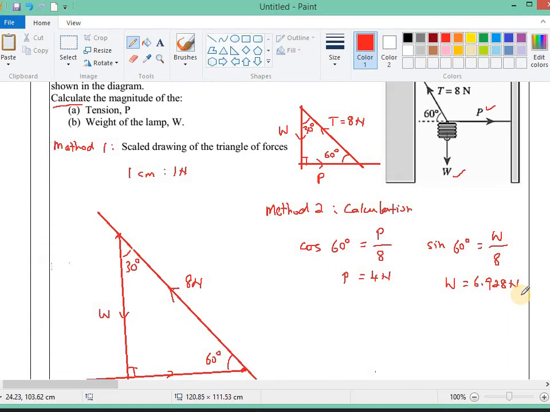But again, I must stress that the calculation is still based on the triangle of forces. That means the first step is you must get the triangle of forces. Then after that, you can draw a scale diagram or you can do calculation straight away.